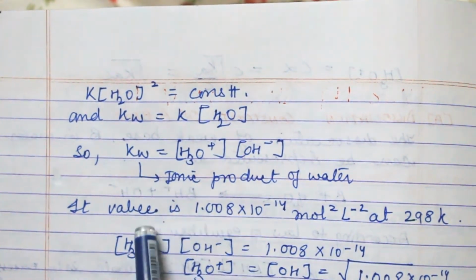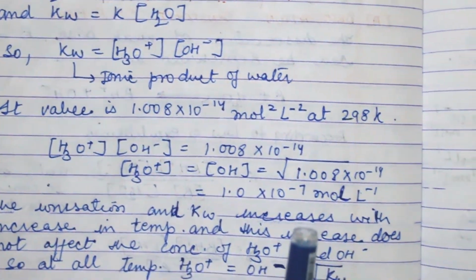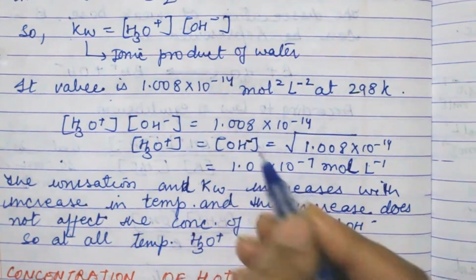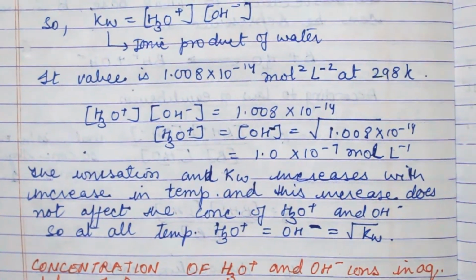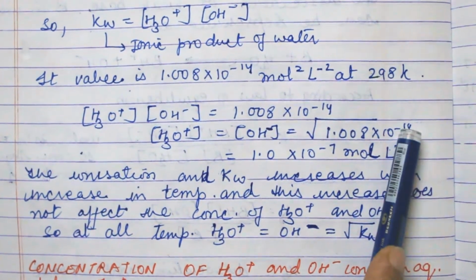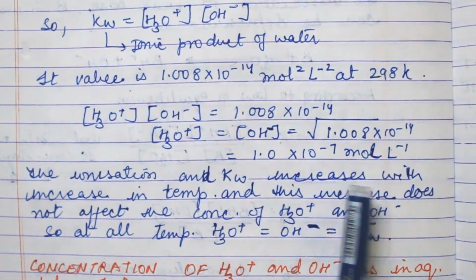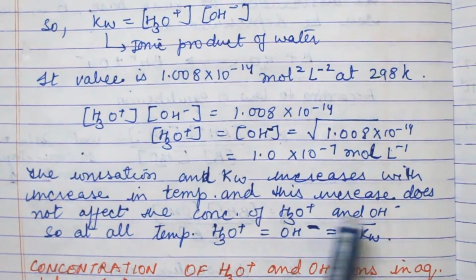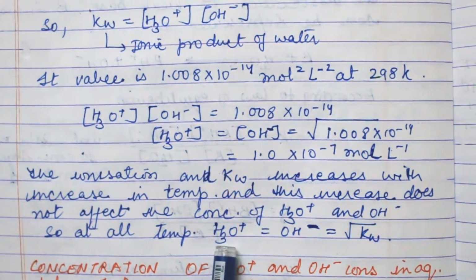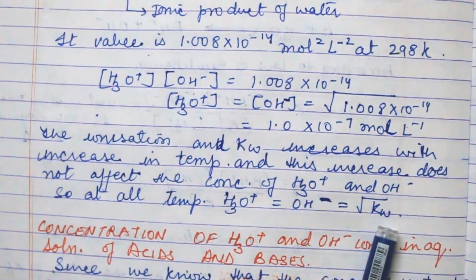So now this value is equal to 1.008 into 10 to the power minus 14, which is the value of Kw. Now hydronium ion is equal to OH ion, which is equal to root over 1.008 into 10 to the power minus 14. If we take the root, then this 14 becomes 7. The ionization and Kw increase with increase in temperature, and this increase does not affect the equality of the concentration of hydronium or OH ion. So at all temperatures, hydronium ion is equal to hydroxyl ion, which is equal to root over Kw, that is the ionic product of water.